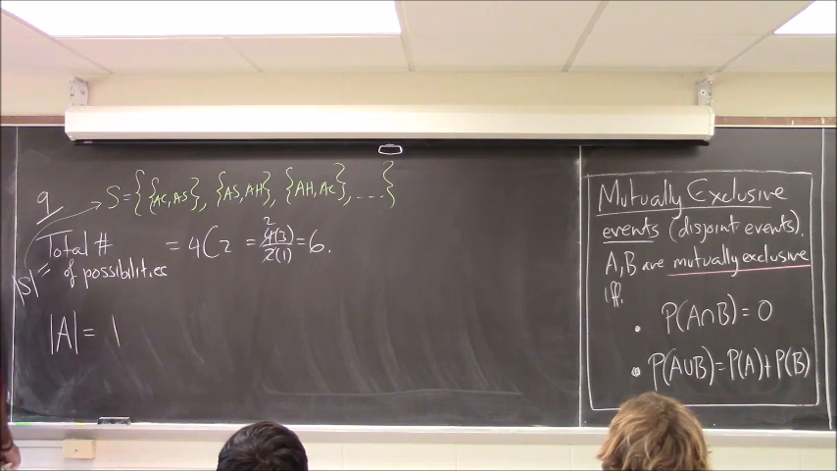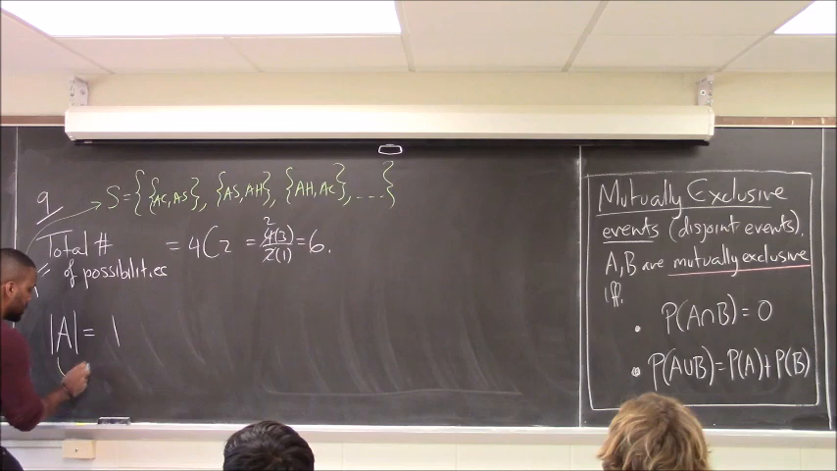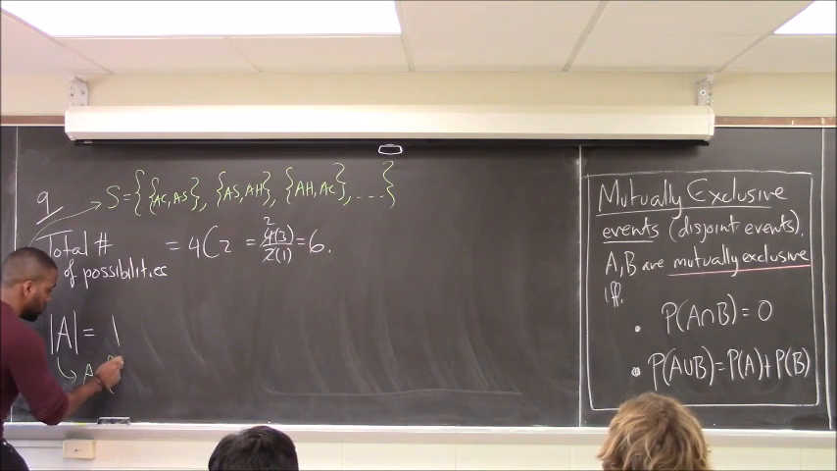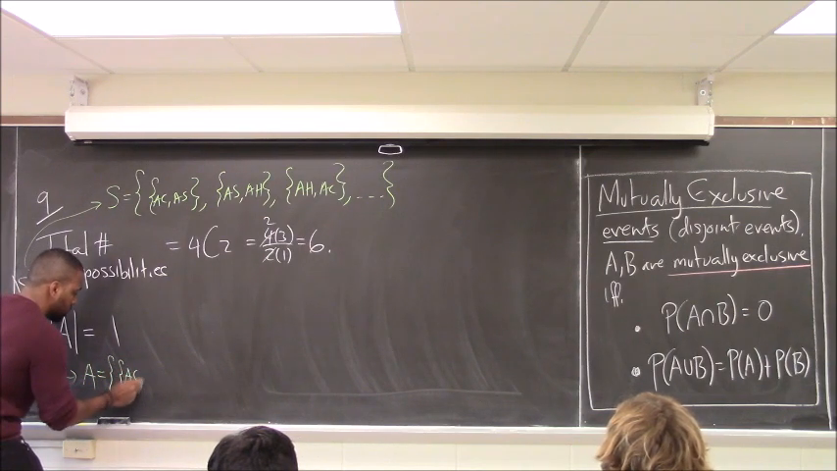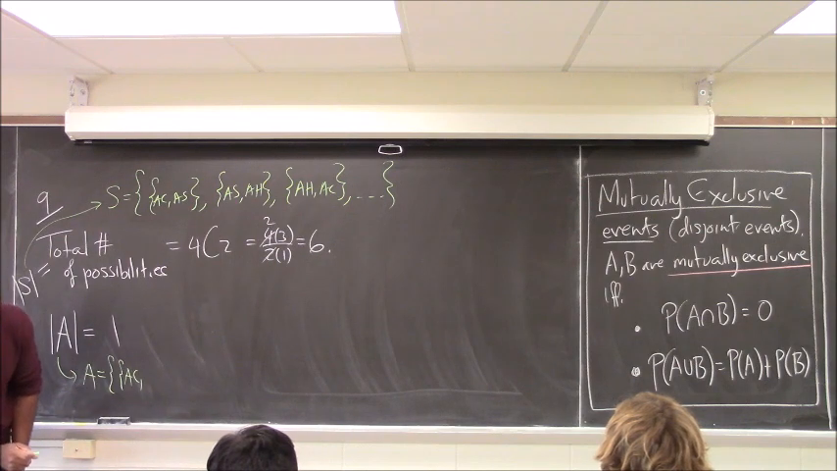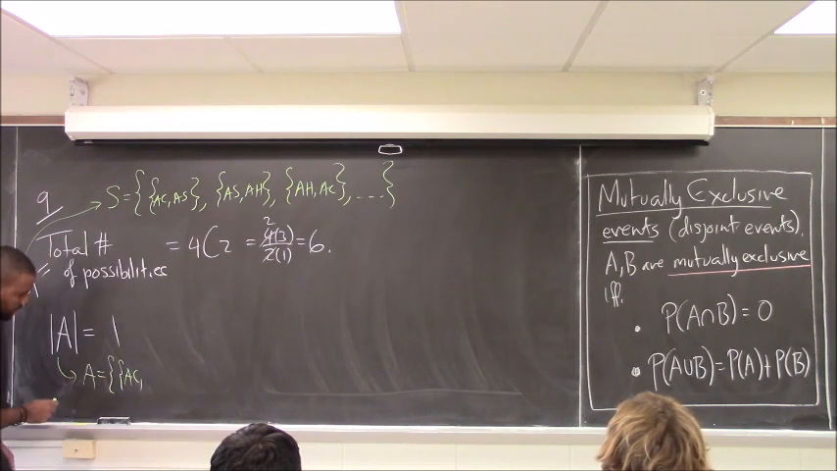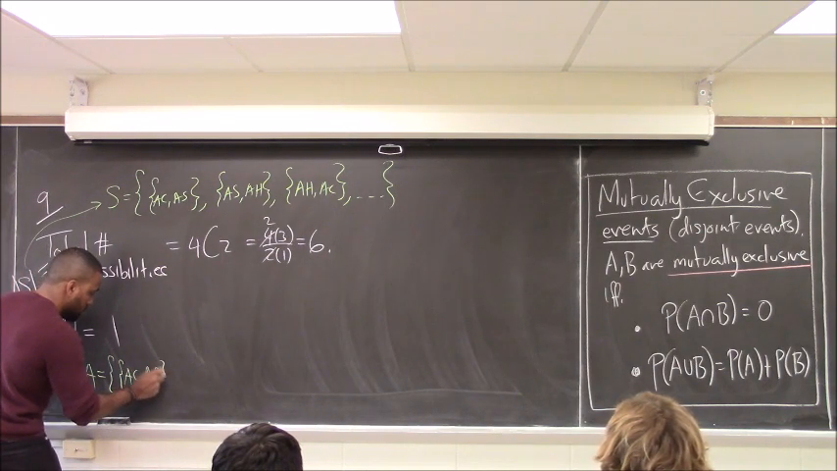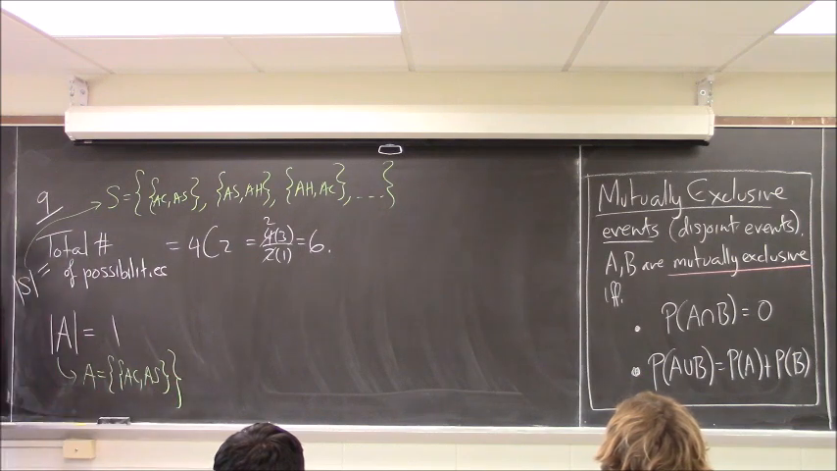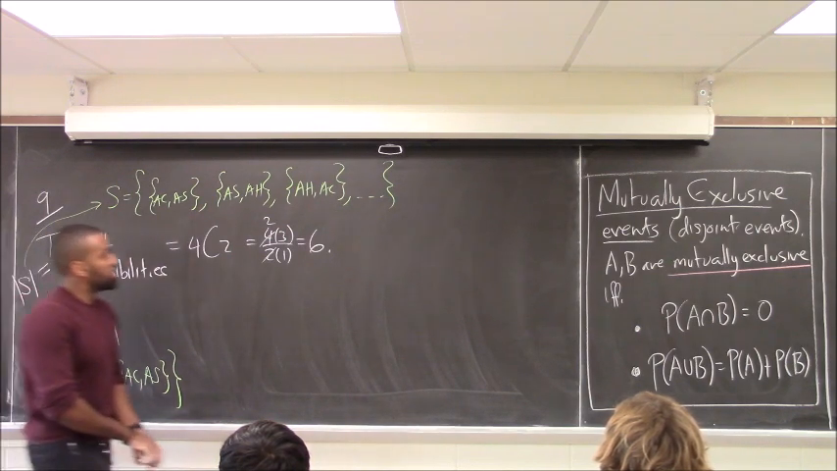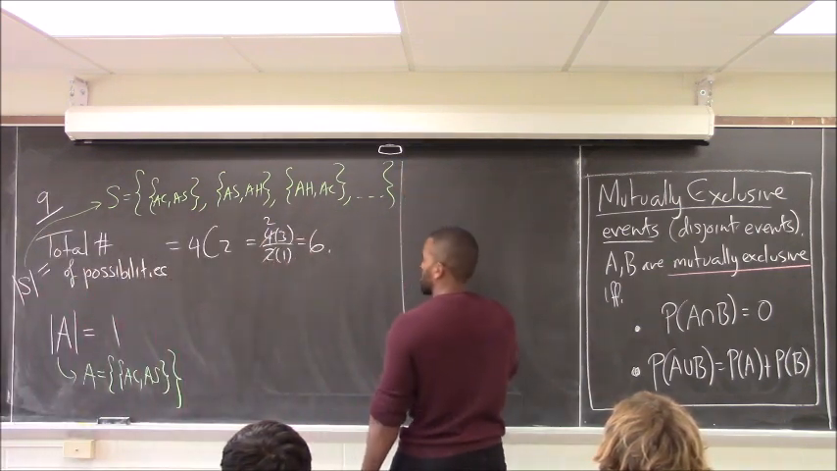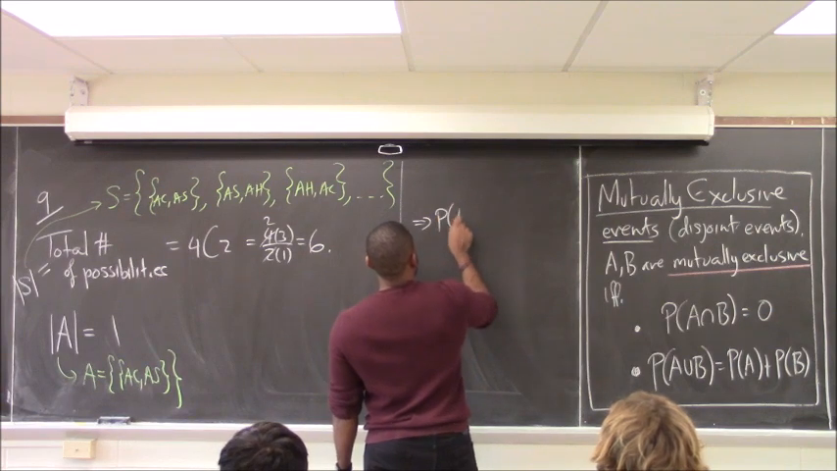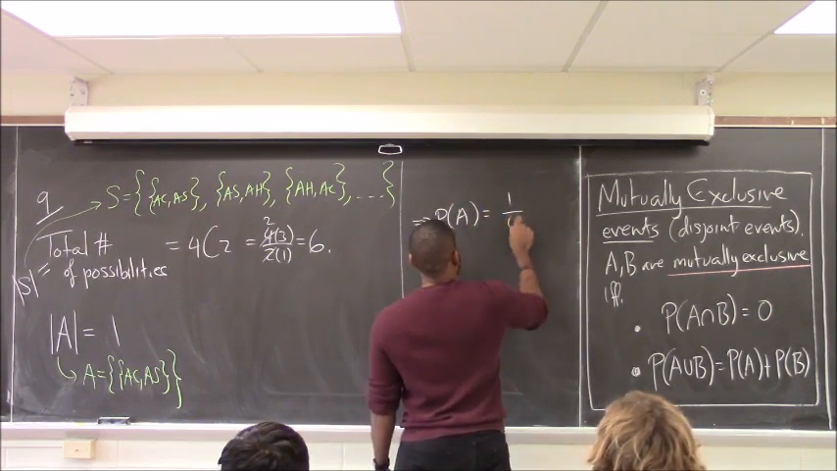Okay. Also, A equals 1. That's because this event that you care about is literally only one of those. You want the ace of clubs and the ace of spades to be chosen. I don't care what order in which they're chosen, but I want that particular hand to be chosen. There's only one way to get that. And so the probability of A is going to be 1 out of 6.